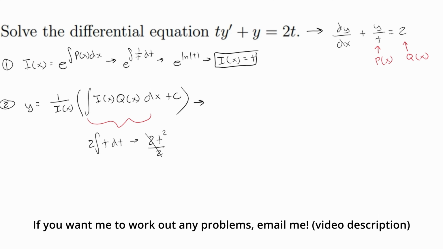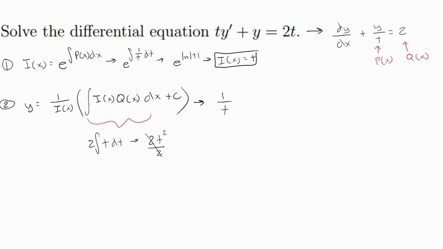So let's write this out. We're going to have 1 over t, and then inside of here, we'll have t squared plus c. So that'll give us a t plus c over t. And that's pretty much going to be it for our y. Now we just need to plug this in. So we are going to get that our y is equal to t plus c over t, or you can write it as how we had it right here.